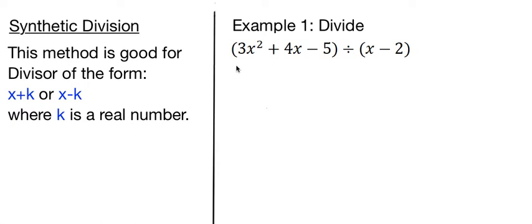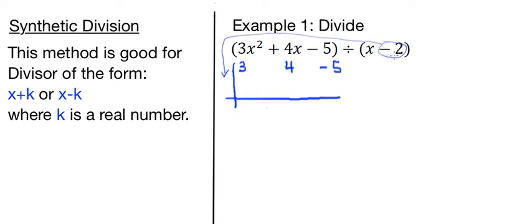Okay, first thing you do, you draw a vertical line followed by a horizontal line up to here, and on the top here you're gonna write the coefficients of the dividend, this polynomial. So 3, 4, minus 5. In the corner here, you're gonna write the opposite of this number. So here, this is the number -2. We're going to write the number 2, opposite.